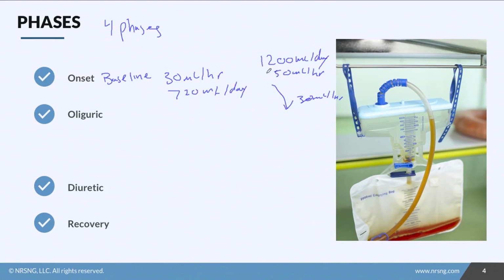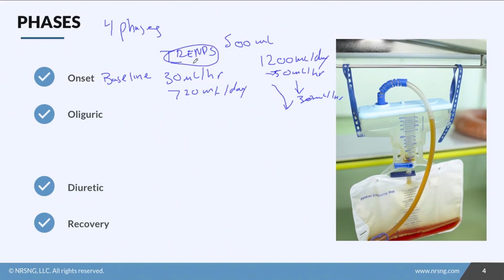But if we look at that, their baseline, their norm for this patient was 50 mils an hour. They just dropped down 20 mils an hour, right? So their daily output has gone down by nearly 500 mils for this patient. Now you got to notice these things. What really matters in our patients is trends.